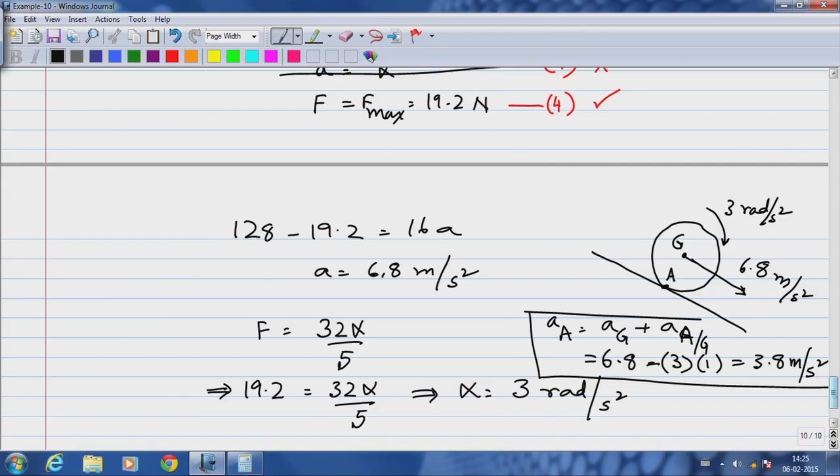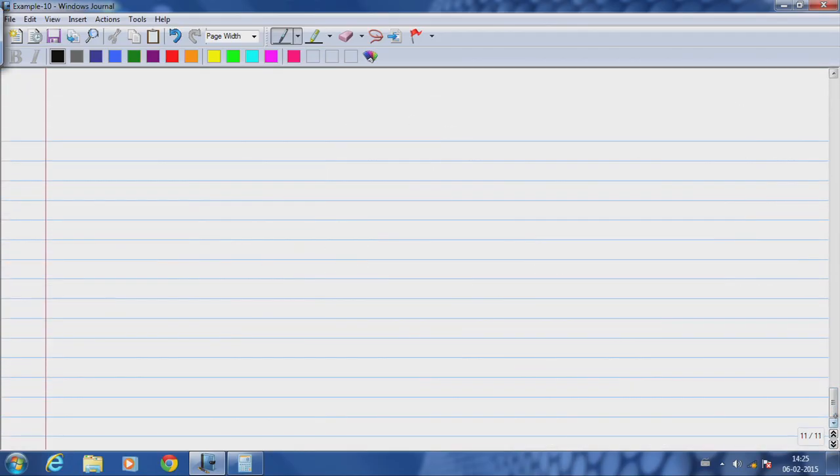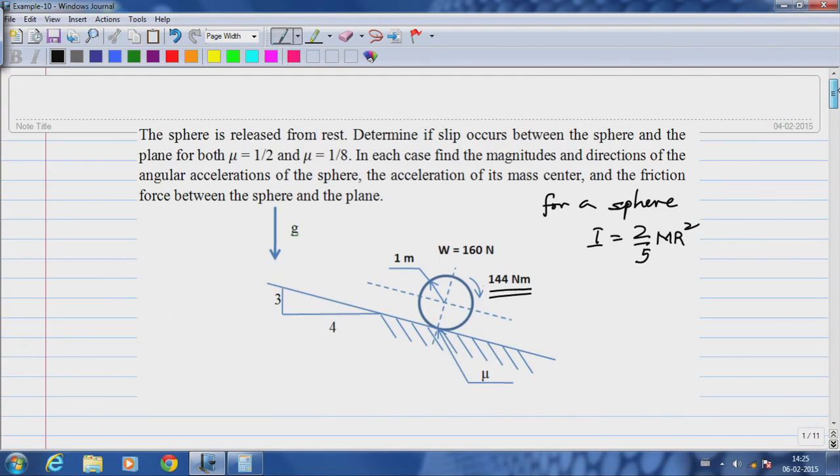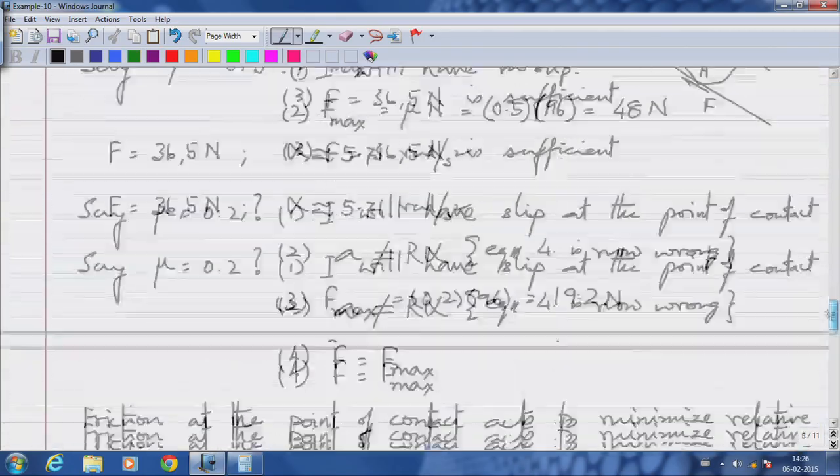So, now let us move on to our problem and look at the case with the moment acting on it. Let us go back to the top of the problem. There is an additional moment of 144 Newton meters that is acting on it. And now if you notice here, we are told that mu is half or 1 over 8. Let us see what this looks like.